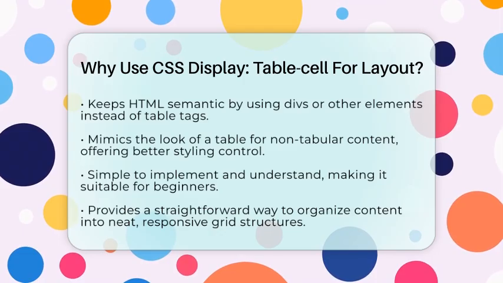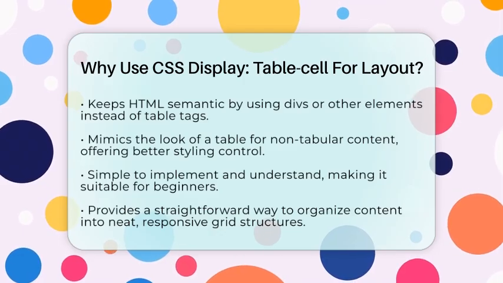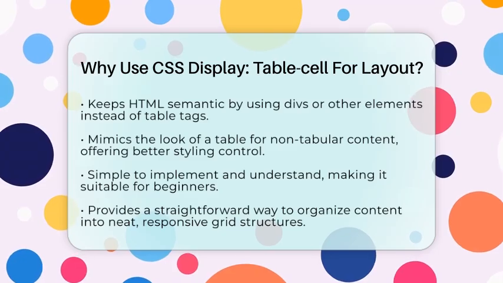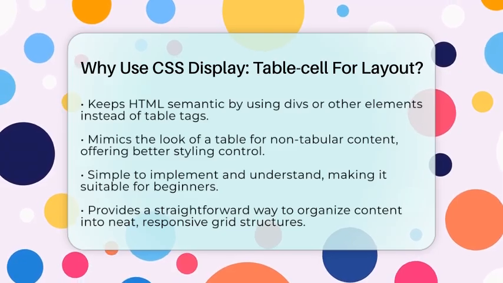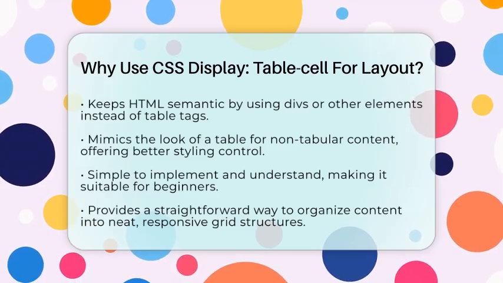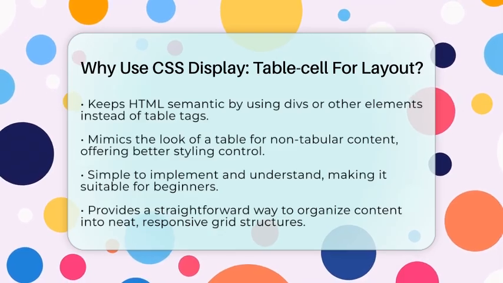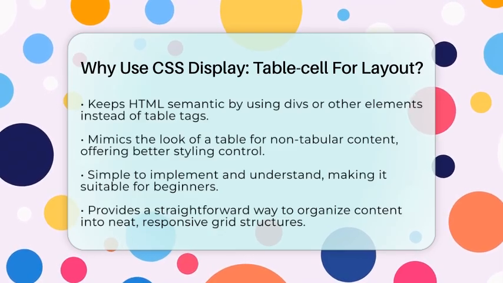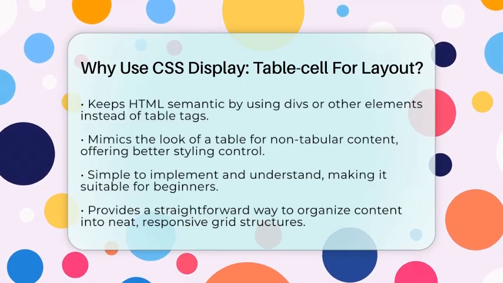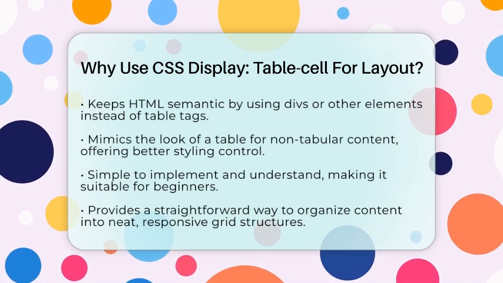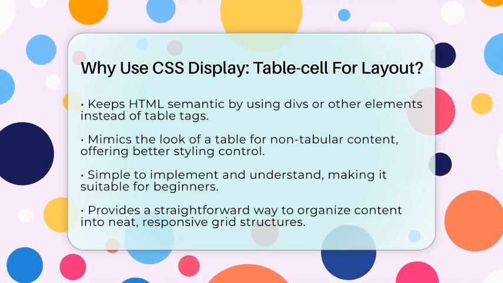For beginners, this method is simple to implement and understand. It allows you to create consistent, aligned columns and rows without complex code. You can easily adjust sizes, spacing, and alignment to fit your design needs. Overall, CSS display: table-cell offers a straightforward way to organize content into neat, grid-like structures while keeping your HTML clean and easy to manage.